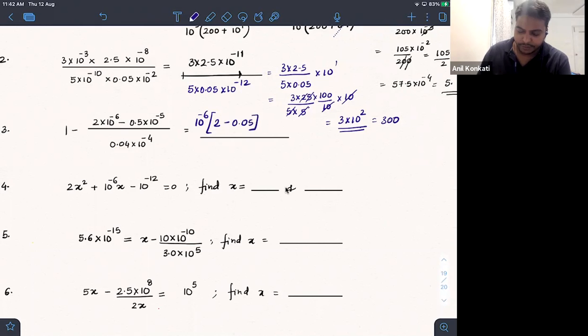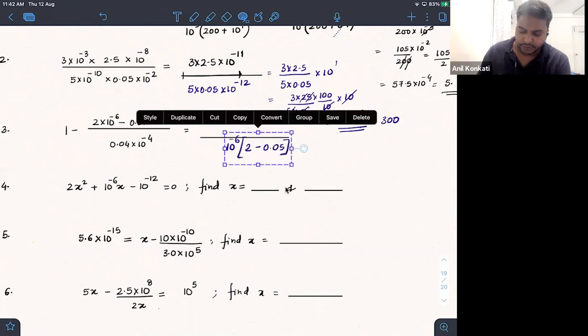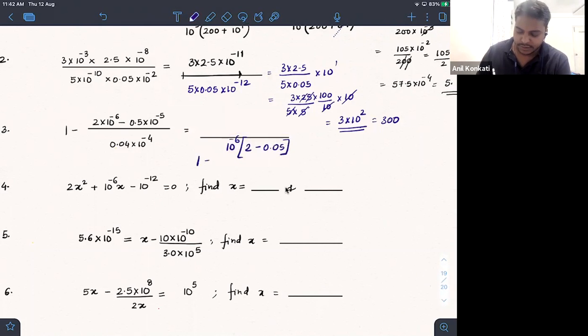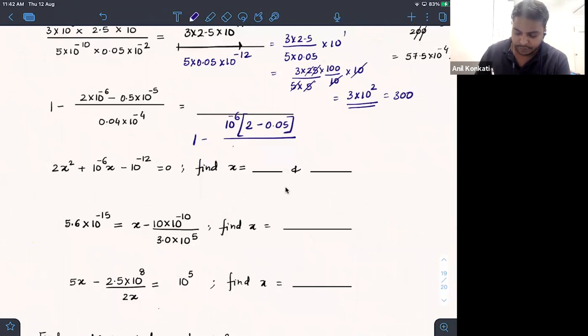That divided by, okay, there is 1 also here. So I need to make sure that 1 is to be carried. So I'll write that 1 also here. So 1 minus this entire thing divided by 10 raised to power of minus 4 into 0.04. So this is 1 minus, and this goes 10 raised to power of minus 2 times. So we'll get 10 raised to power of minus 2 into 2 minus 0.05.